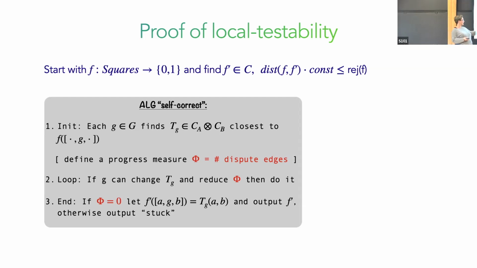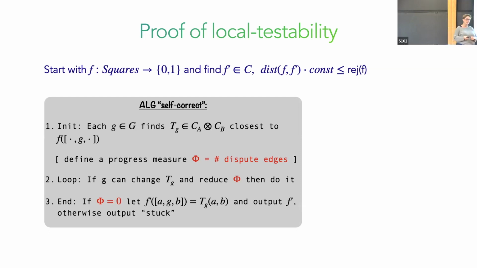Now, two options can happen. Either there is no more inconsistency, then we're happy, we can output whatever we see and it's going to be a code word. Or there is some inconsistency and then we output that we're stuck. And what we're going to prove is that if we reached 0, the number of steps we took is proportional to the distance. And if we got stuck, it means that there was a lot of rejection to begin with. In other words, if there were only a few bad local views, you're not going to get stuck.